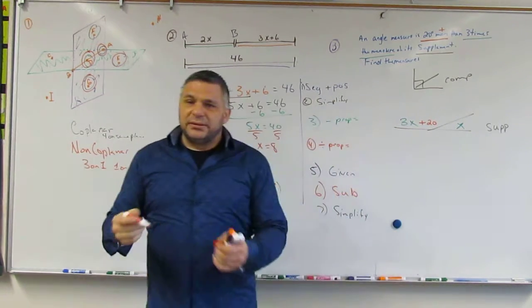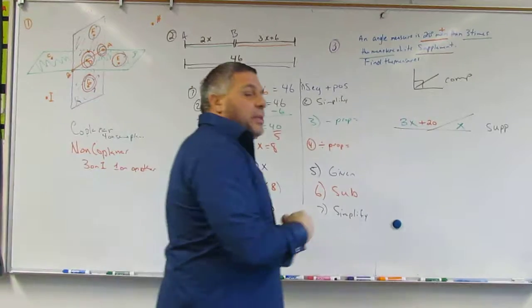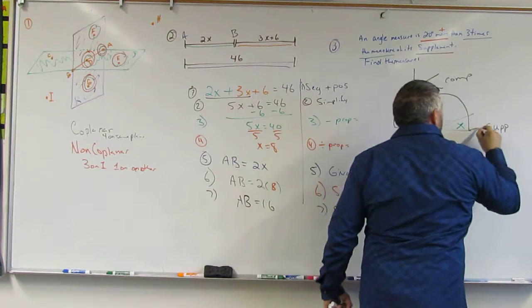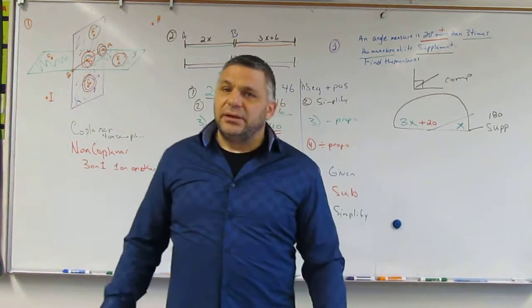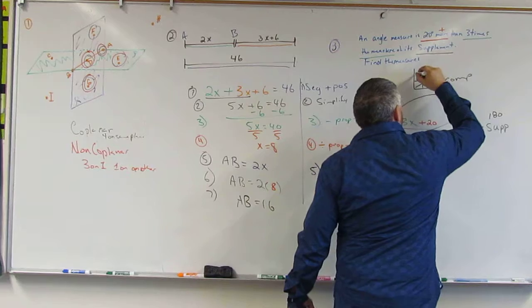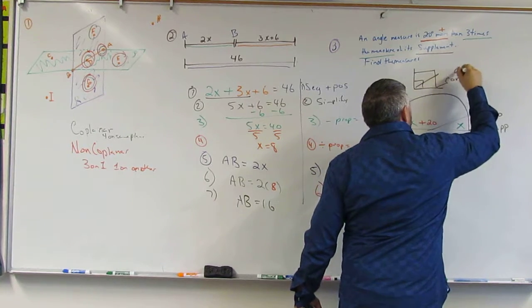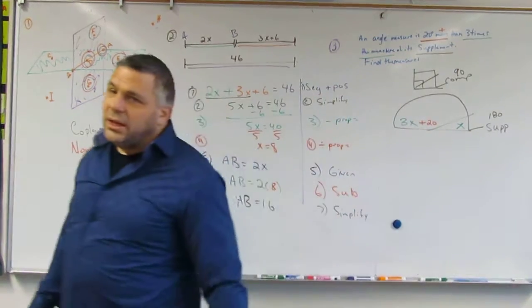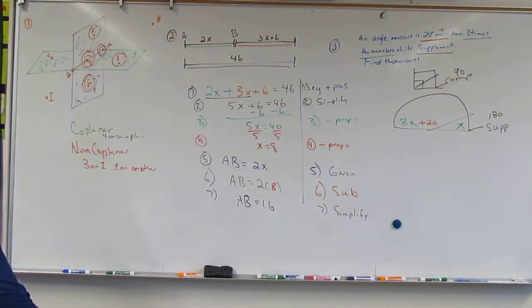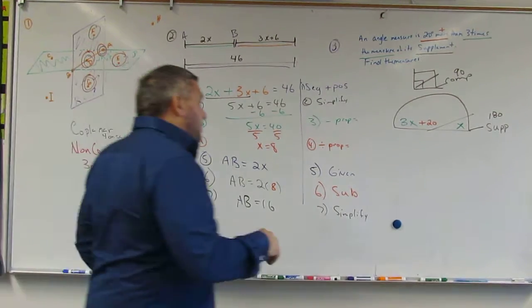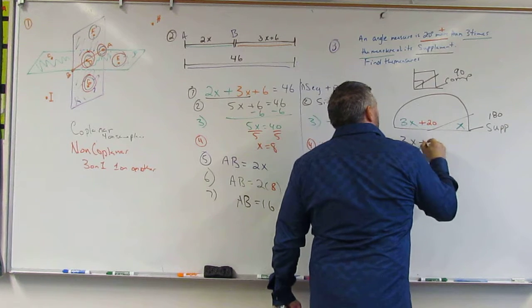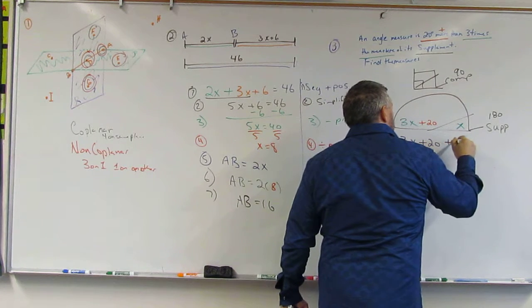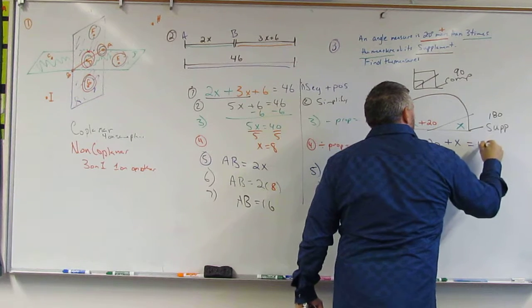Does that make sense? And because it's a supplement, what does supplement mean? It's 180. If it were a complement, that would mean 90. Good. Okay? And that's the only difference. So now we've got to set it up. So I have 3x plus 20 plus x equals 180.